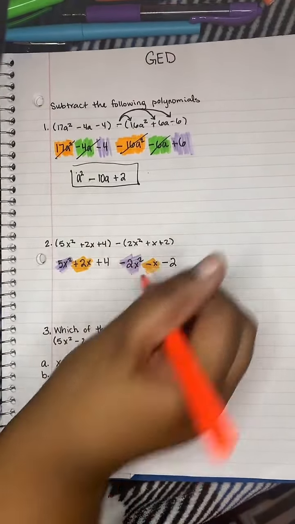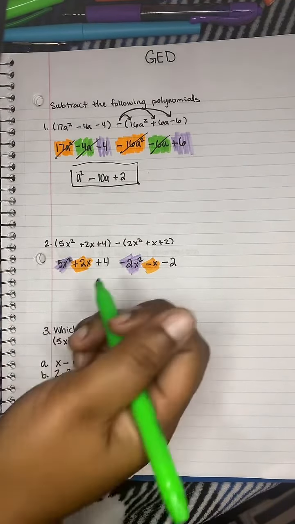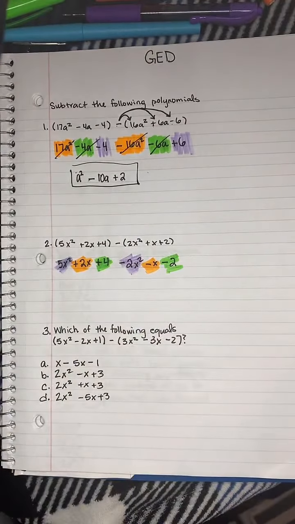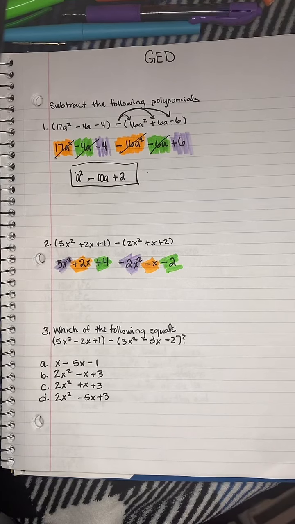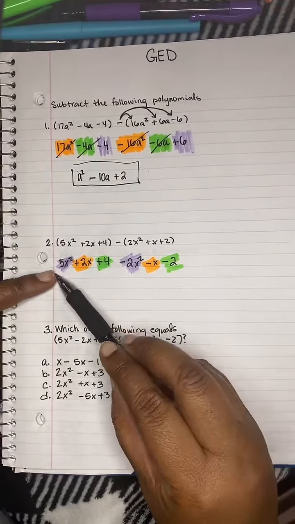All right, let's do number 2. Okay, so remember, first step, we have a minus in front of parentheses. We have to change every sign in here to its opposite. So we do negative 2x squared, negative x, minus 2. And then we're going to drop this down here. 5x squared plus 2x plus 4. Okay. And then we're going to combine like terms.